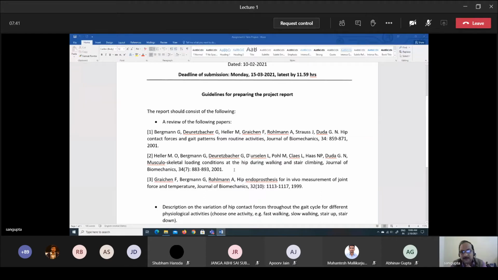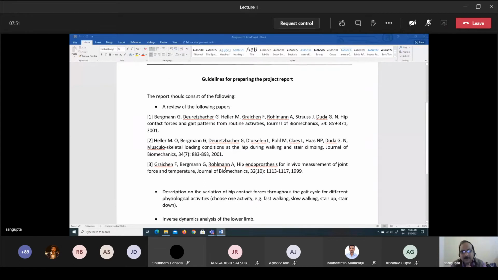Particularly 1 and 2 are connected with HIP98. Number 3 is a little old, but can be helpful. It's regarding in vivo measurements. So that is measurement, but for the calculations, you need to read into 1 and 2.